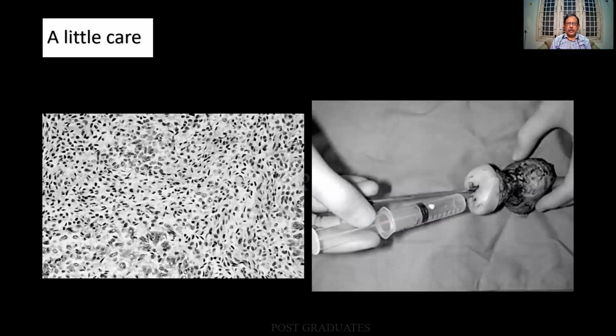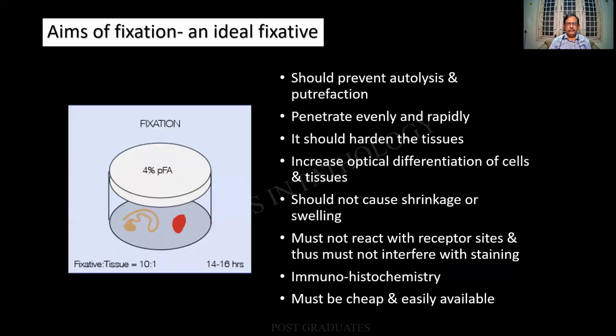A little care is always needed. I had shown you earlier what autolysis is, what is heterolysis, what is putrefaction, and how well this could be avoided on an endometrial tissue. The aims of the fixative, the ideal fixative, were all covered. It is only for the continuity of it that I am showing this. Kindly go back to it.